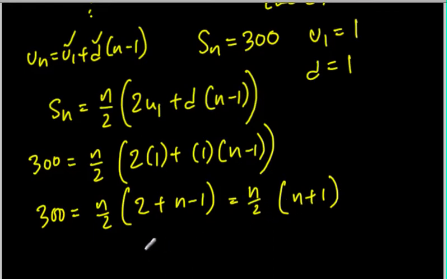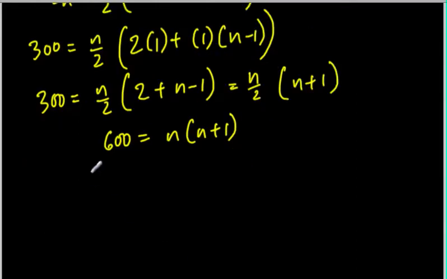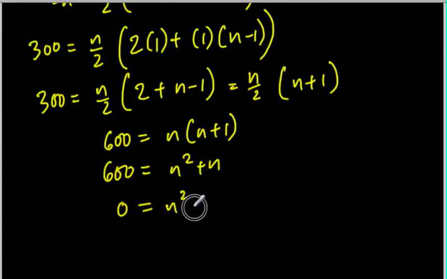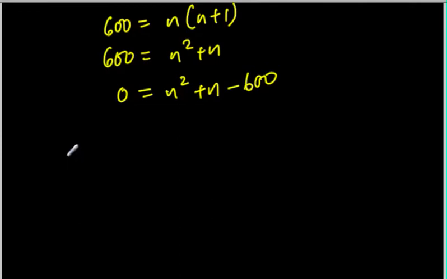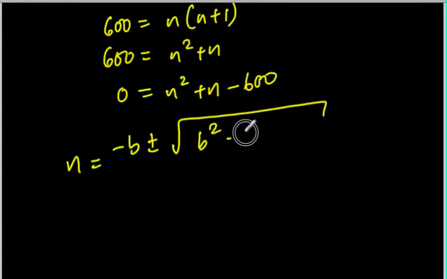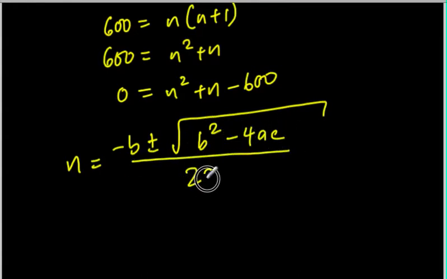I can multiply both sides by 2, so I get 600 is equal to n times n plus 1. Now I can expand, so it's equal to n squared plus n. You'll observe that it's forming a quadratic: 0 is equal to n squared plus n minus 600. So if we want to find n, we need to use the quadratic formula. If you remember, n equals negative b plus or minus the square root of b squared minus 4ac, over 2a.